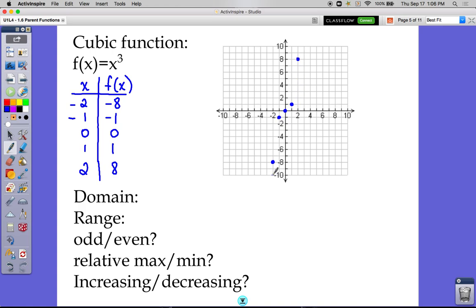So this one starts off here. When it gets to the middle, it kind of flattens out a little bit, and then it goes right back up rapidly, because now we're taking every number and cubing. For that matter, if I get to 3, and I didn't choose that, but 3 cubed is 27. That's way off the chart. So it gets up pretty fast. The domain, there's no restrictions. It is all real numbers.